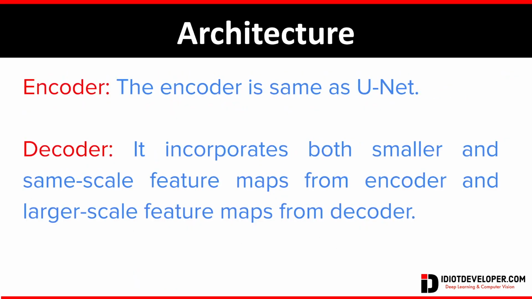Now we'll discuss its components. Like any other such architecture, UNet 3 Plus has two main parts, an encoder and a decoder. The structure of the encoder is the same as that of UNet, while the decoder is a bit different and incorporates both smaller and same scale features from the encoder and large scale feature maps from the decoder. This is the basic difference between the decoder of UNet++ and this UNet 3 Plus. We'll learn about it during the implementation.